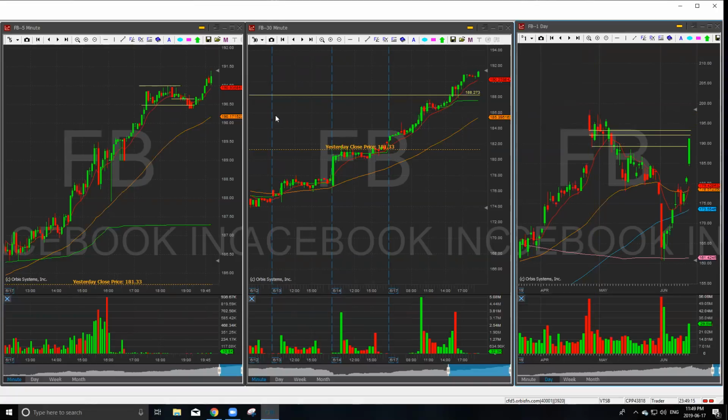I mean, if it holds support, it's still a long, right? It's up to the sellers to prove that the run is over, right? And they really have to prove that to me. So Facebook, and yeah, basically that's it.